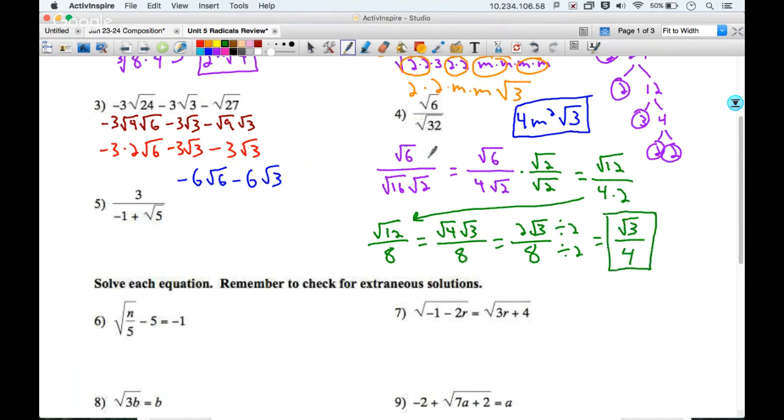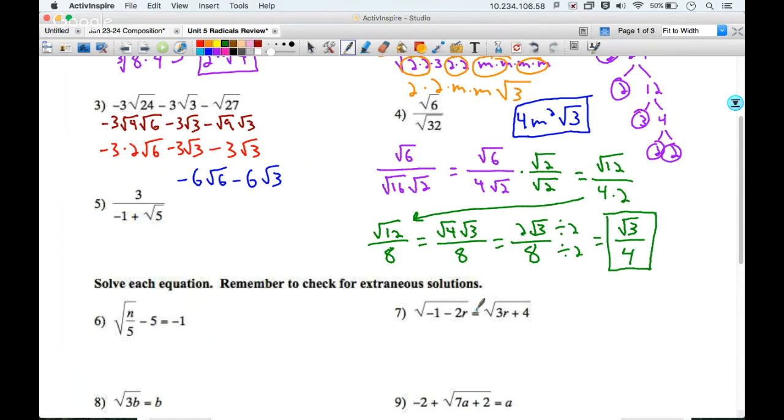That one really simplified down. Something much smaller than this right up here. Not the only way to do that. We could have distributed the square root, simplified the fraction. But this method works. Let's look at number 5 over here.